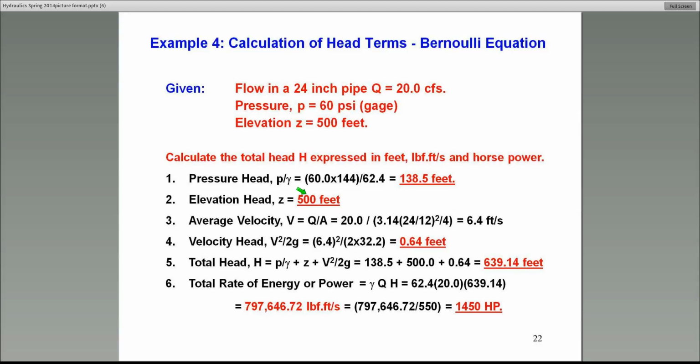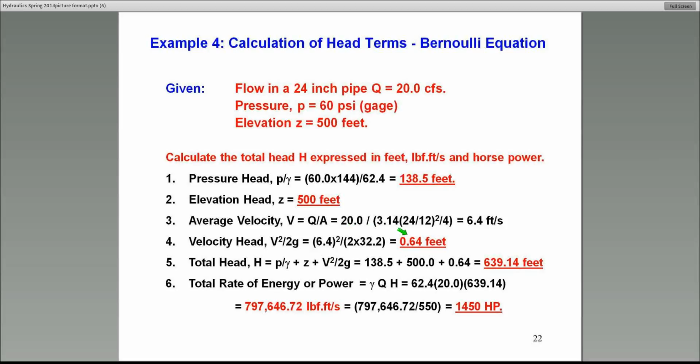The velocity is the other one. In order to convert that, we do V squared over 2G. That's the kinetic energy head. Notice what happens in this. First of all, use consistent units, please. That's very, very important. In this case, velocity must be in feet per second. And V squared over 2G is shown right here. It's 6.4 squared divided by 2 times 32.2, which is 2 times G, gives you 0.64.